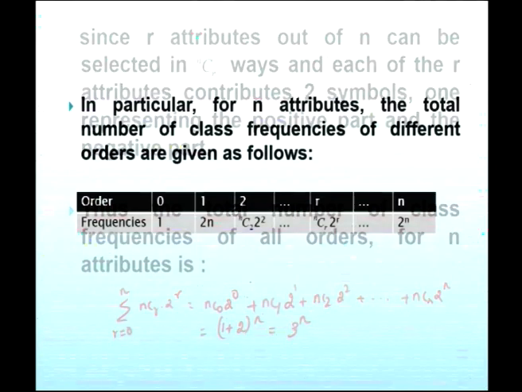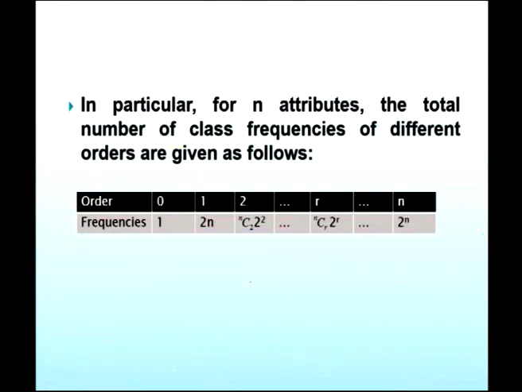Okay. In particular, for n attributes, the total number of class frequencies of different orders are given as follows. For order 0, it is 1, and for order 1, it is nC1 into 2 power 1, that is 2n. Similarly, nCr into 2 power r represents order r. For r equal to 2, it is nC2 into 2 square. Similarly, for order n, it is nCr into 2 power r, and ultimately we have nCn into 2 power n.